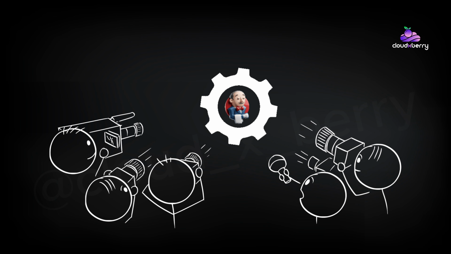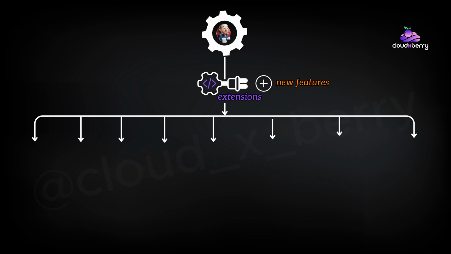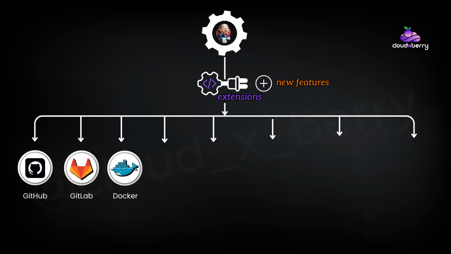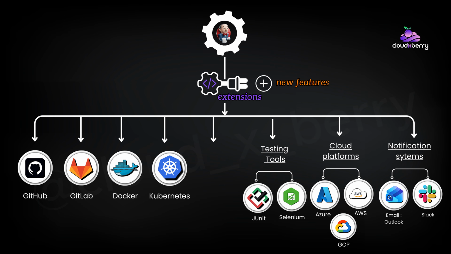One reason Jenkins stayed popular is flexibility. It supports plugins. Plugins are extensions that add new features to Jenkins. Using plugins, Jenkins can connect with GitHub, GitLab, Docker, Kubernetes, testing tools, cloud platforms, notification systems, and many other DevOps tools.